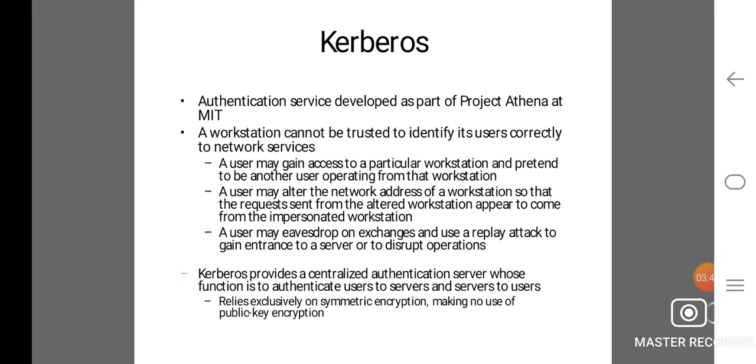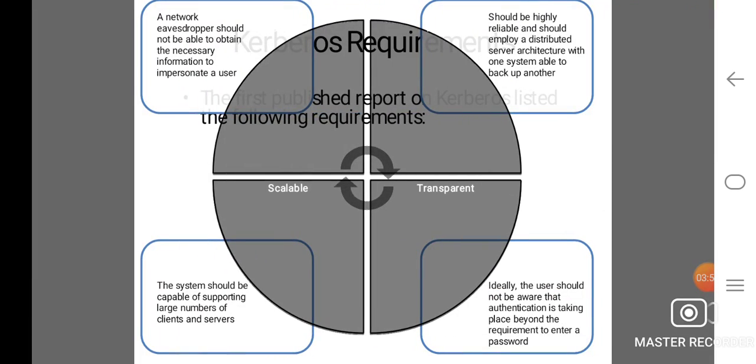It relies exclusively on symmetric encryption, making no use of public key encryption. These are the requirements. A network user should not be able to obtain the necessary information to impersonate a user. The system should be highly reliable and should employ a distributed server architecture, with one system able to back up another. The system should be capable of supporting a large number of clients and servers, and this is scalable and transparent. Ideally, the user should not be aware that authentication is taking place beyond the requirement to enter a password.